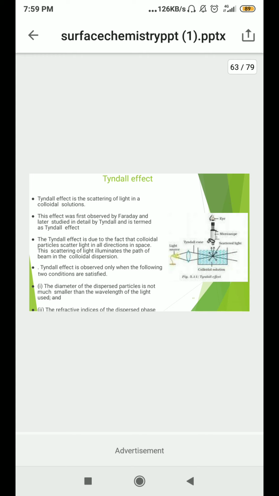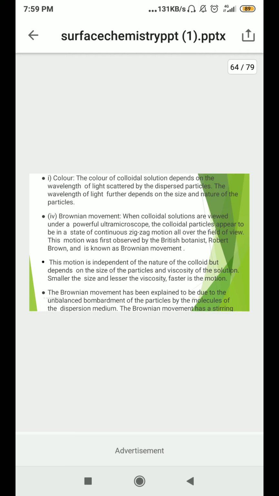The Tyndall effect is observed only when the following two conditions are met. The first condition is that the diameter of the dispersed particle is not much smaller than the wavelength of the light used, and the second is that the refractive indices of the dispersed phase and the dispersion medium differ greatly. The color of the colloidal solution depends on the wavelength of the light scattered by the dispersed particle. The wavelength of the light further depends on the size and the nature of the particles present in the solution.